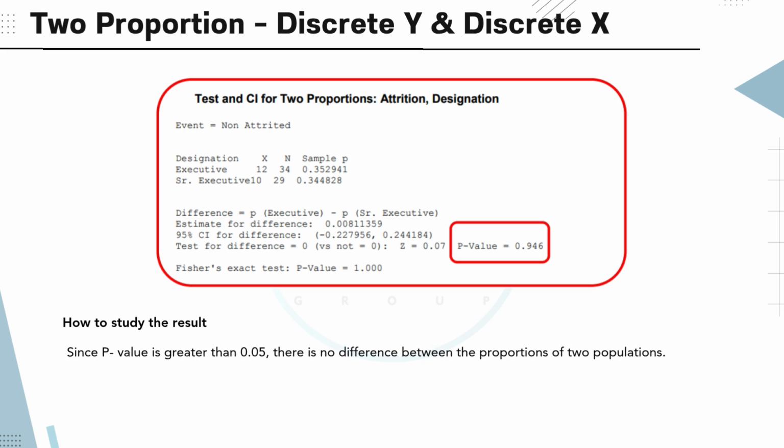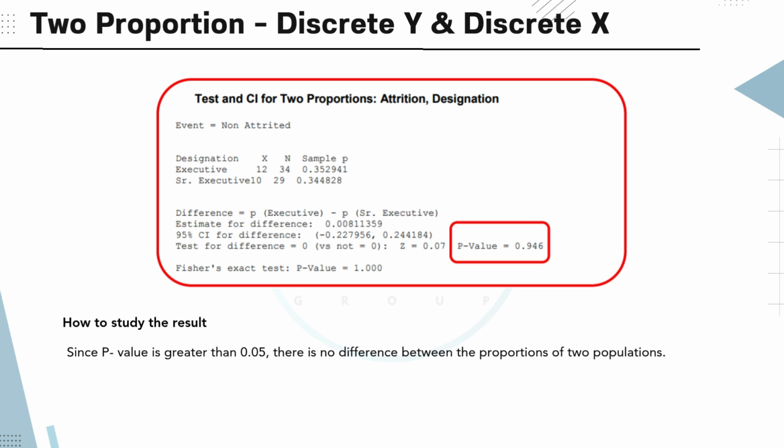The estimated difference in proportions is only 0.008 or 0.8%. The 95% confidence interval for this difference is wide and includes 0, from negative 0.228 to positive 0.244. This tells us that the true difference could be negative, positive, or 0. There's no conclusive evidence of a real difference. The most important part is the p-value, which is 0.946. Interpretation. Since the p-value is greater than 0.05, we fail to reject the null hypothesis.